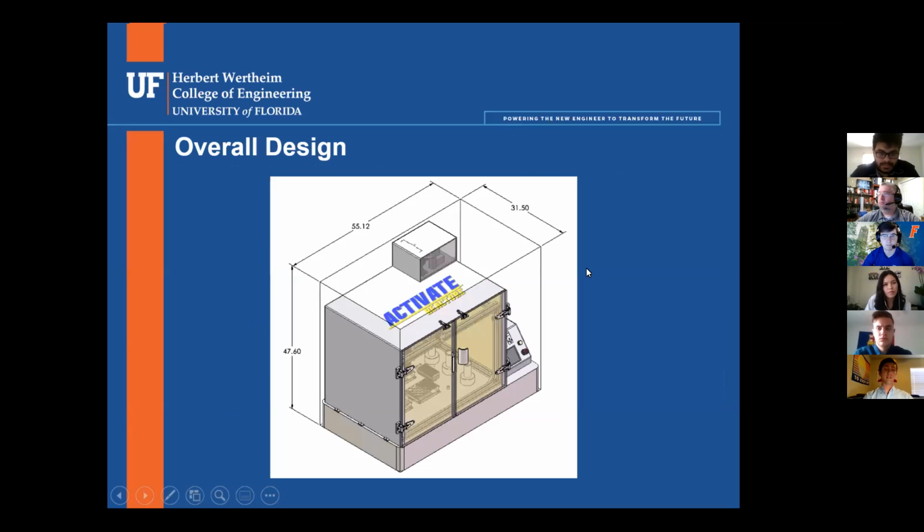Here we can get an idea of the scale of our design. It has a height of 47.6 inches, a length of 55.12 inches, and a width of 31.5 inches. Now we'll go into the specifics of each of our subsystems.